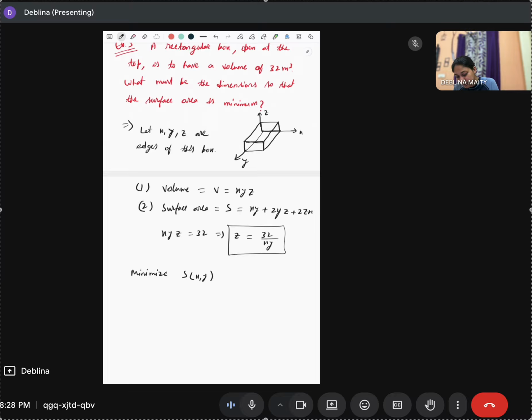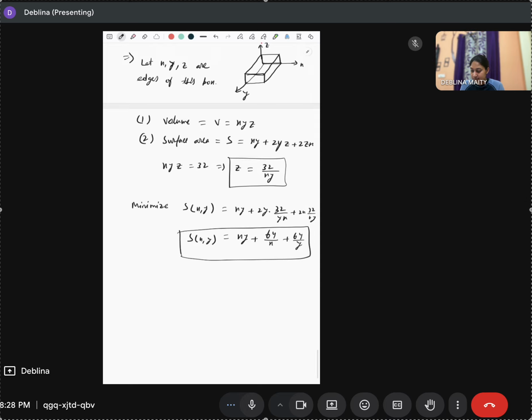Now S is a function of x and y. S equals xy plus 2y times z, and we put the value of z, so xy plus 2x times 32 by xy. This becomes xy plus 64 by x plus 64 by y. We have to find the minimum value of S(x, y).